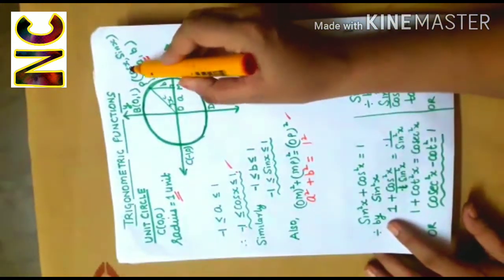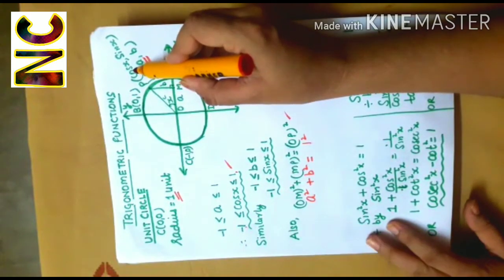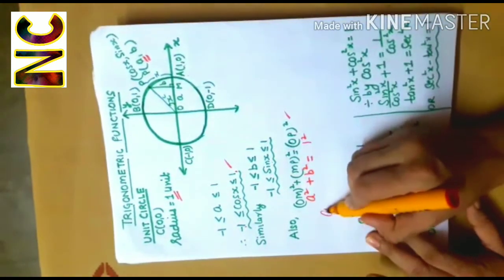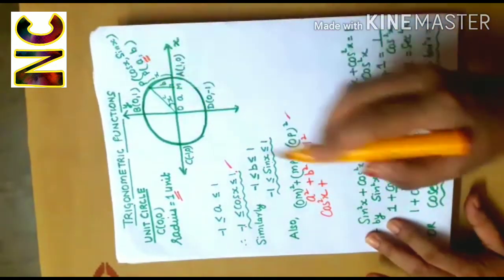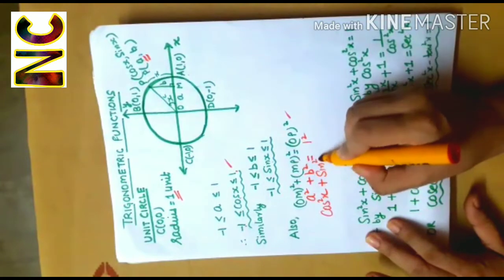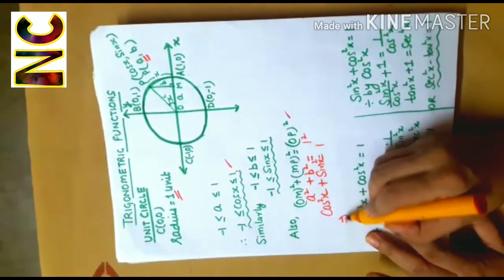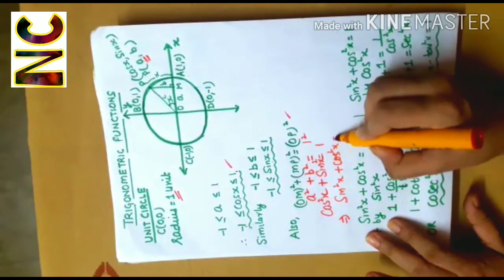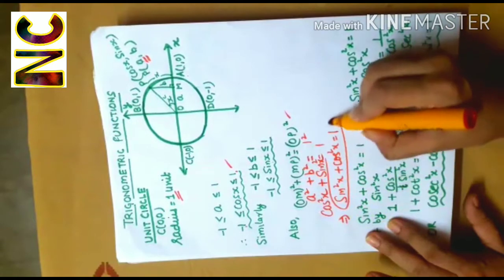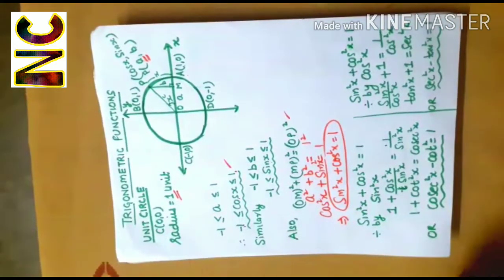Now, what is A equal to? The x coordinate of the point P is equal to cos x. So I'll get here cos square x. And what is B? B is equal to sin x. So I'll get sin square x. So this is the first identity: sin square x plus cos square x is equal to 1, which you had learnt in your class 10th also.